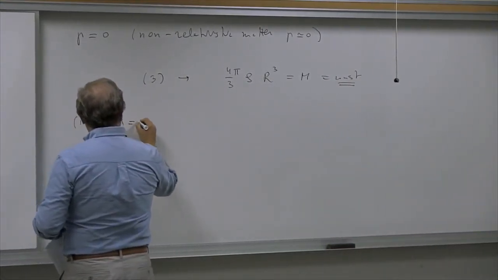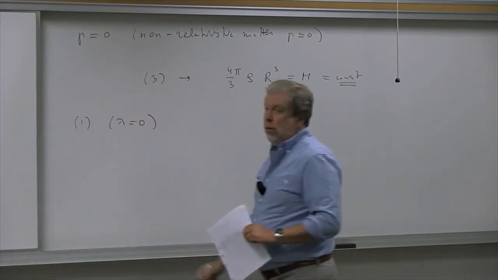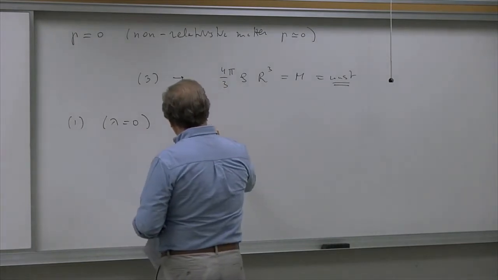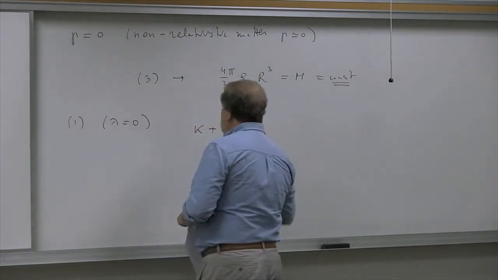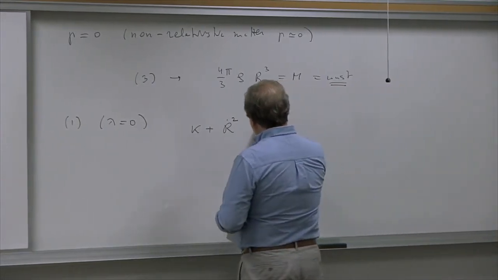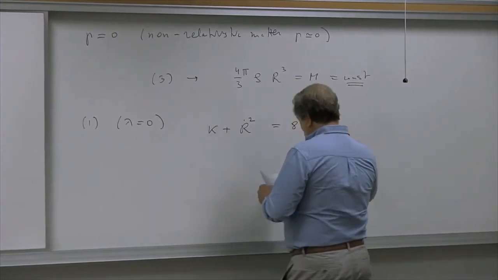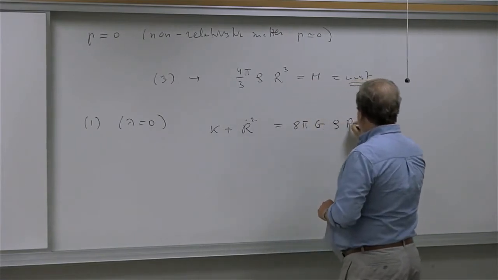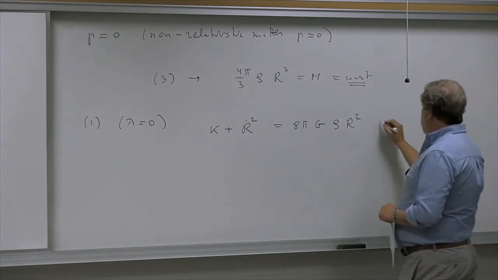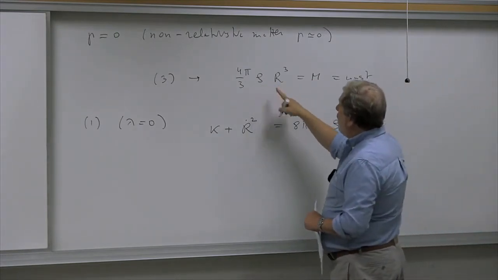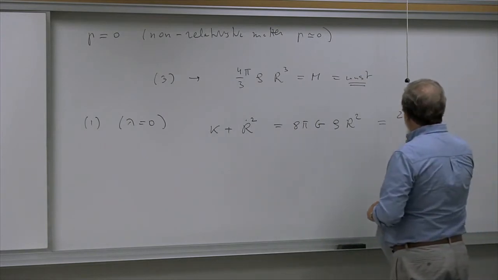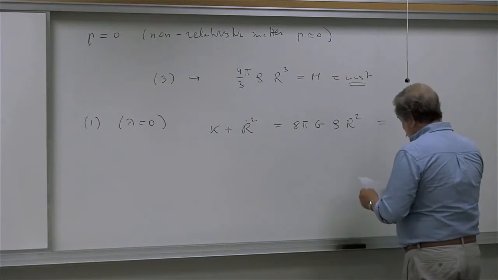Right? And set in equation number 1, let's take just lambda equal to 0 for simplicity. And so we get (k plus r dot squared) is equal to 8 pi G times rho times r squared, multiplying the equation out by r squared. And so by virtue of the fact that rho and r are related in this way, this is just 2mG divided by r.